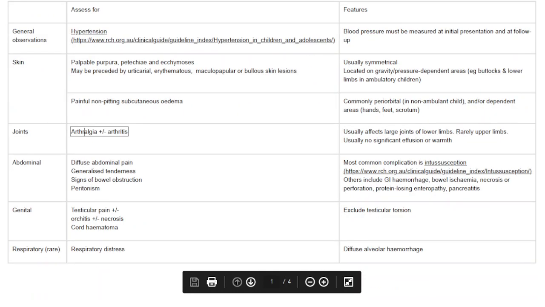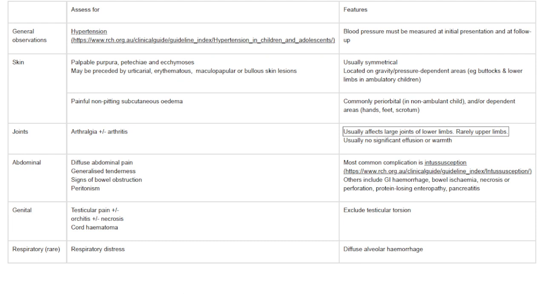Joints. Arthralgia plus/minus arthritis, usually affects large joints of lower limbs. Rarely upper limbs. Usually no significant effusion or warmth. Abdominal: diffuse abdominal pain, generalised tenderness. Signs of bowel obstruction, peritonism.